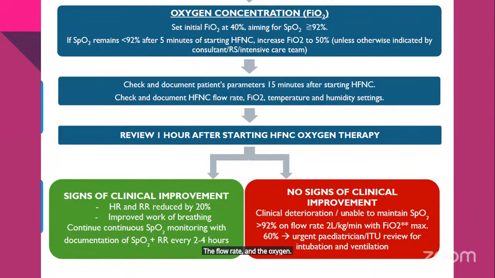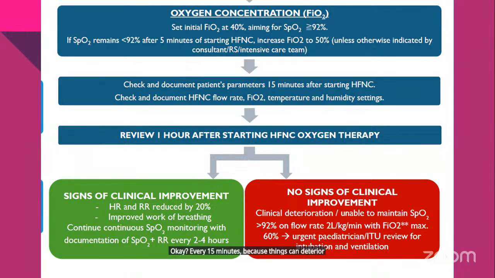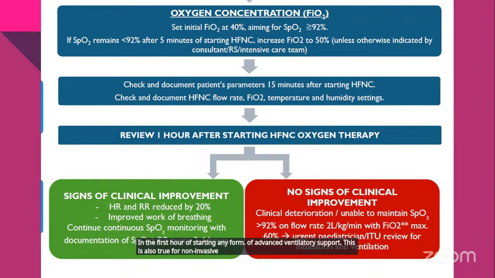We start at 40, aiming for SATs of 92% or more. If the SpO2 remains low after 5 minutes, we increase it to 50, and we start documenting parameters every 15 minutes. Okay? Every 15 minutes because things can deteriorate rapidly, especially in the first hour of starting any form of advanced ventilatory support. This is also true for non-invasive ventilation, for CPAP.